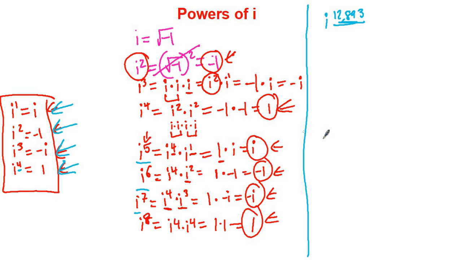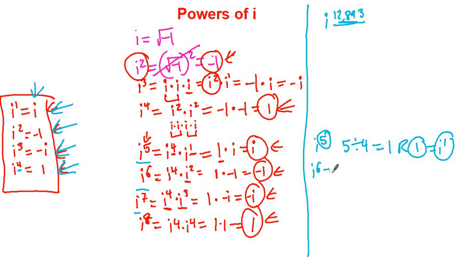So here's what I mean by that. That might be a little bit confusing. i to the fifth: if I take this number and divide it by 4, 4 goes into 5 once, and it leaves us a remainder of 1. So i to the fifth has the same value as i to the 1. Okay, i to the 1, you might remember, equals just i.